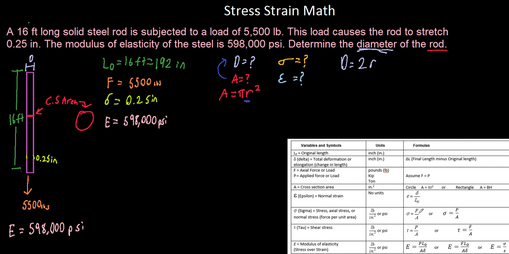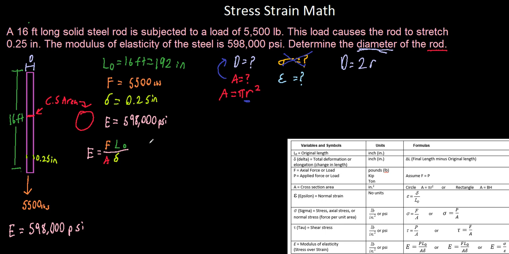Well, there's a couple of equations with area. The first one is stress, or shear stress. But they both require that I know what stress is. I already know the force, but I don't know the area, so I cannot go this route. The other formula is our formula for elasticity, and we know all of these values except area. And so I'm going to write out this formula, which says E equals force times original length divided by area times my change in length.